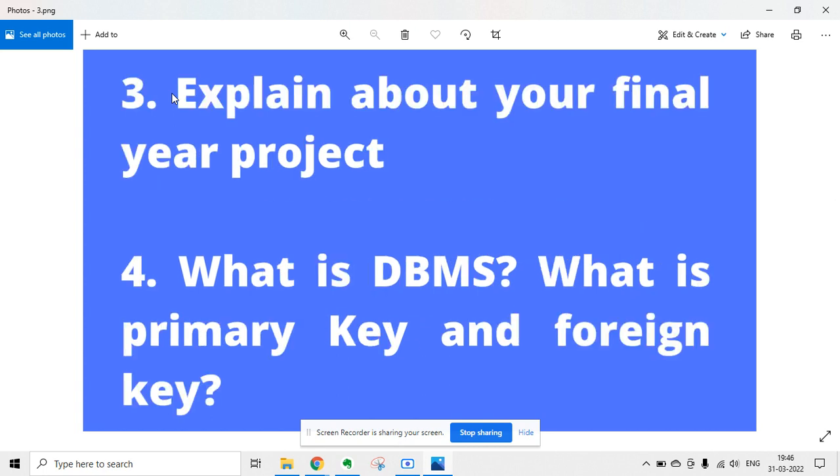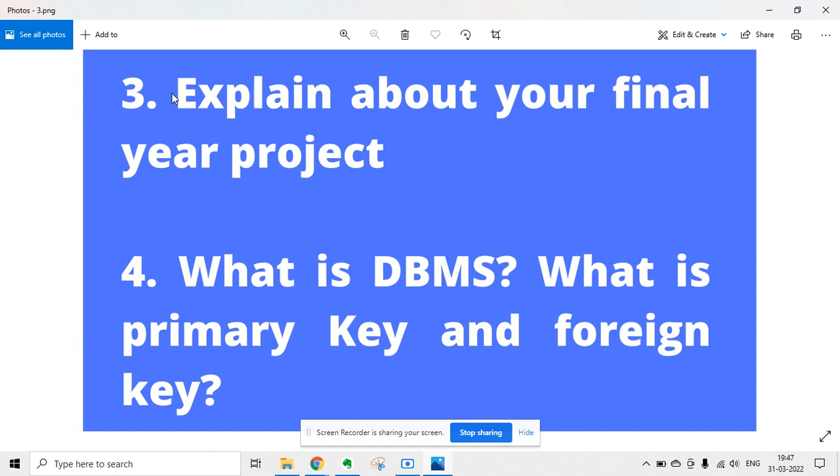The next question was, explain your final year project. So whatever final year project you have done, you have to study it, and you have to properly explain it in the interview. And the next question was, what is DBMS? And there are some questions that have been asked in DBMS, object oriented programming, and data structures. So these are the key areas that you need to prepare.